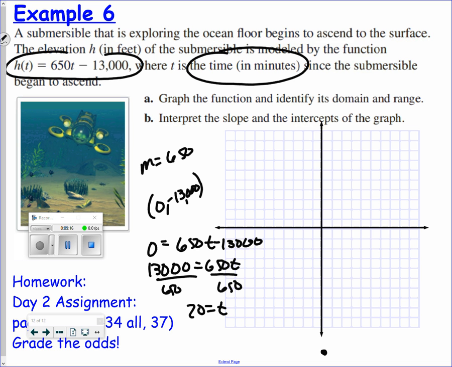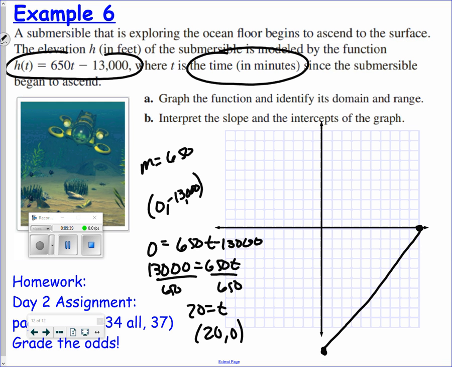So what does that mean? What does an x-intercept at 20, 0 actually mean? Well, it's going to take 20 minutes. So if we went by twos, here comes our sub, we're going up, we'll keep going up, and then we're going to stop right here at the point 20, 0 because our submersible actually hit the top.